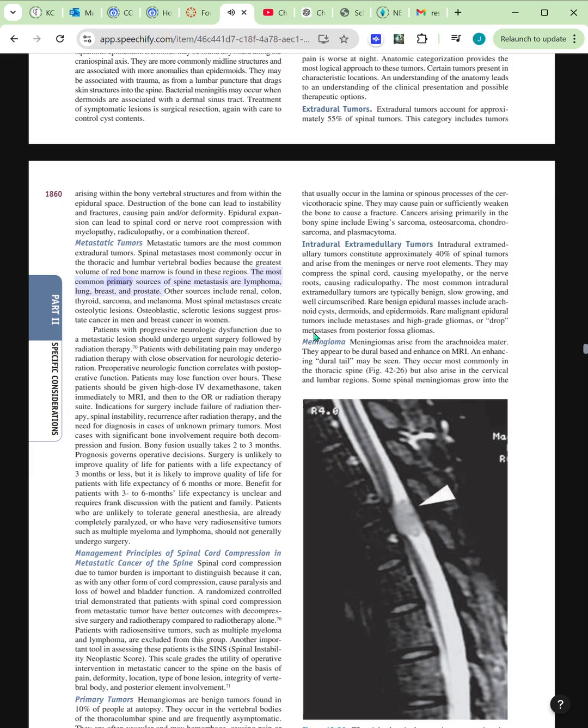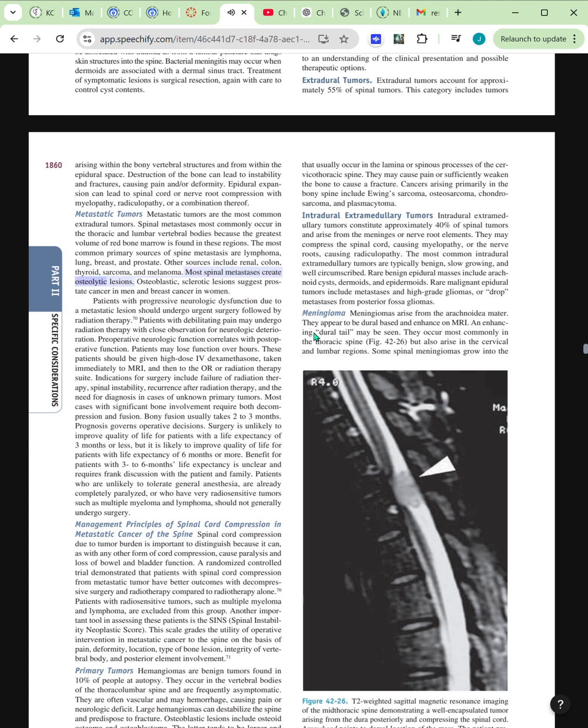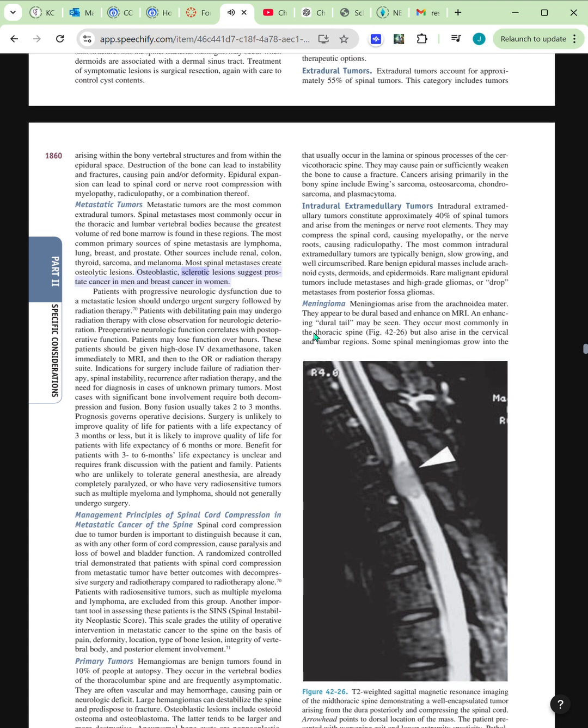The most common primary sources of spine metastases are lymphoma, lung, breast, and prostate. Other sources include renal, colon, thyroid, sarcoma, and melanoma. Most spinal metastases create osteolytic lesions. Osteoblastic sclerotic lesions suggest prostate cancer in men and breast cancer in women.